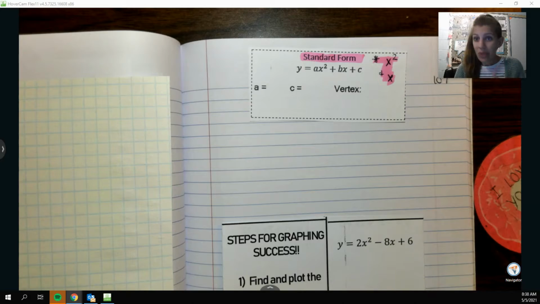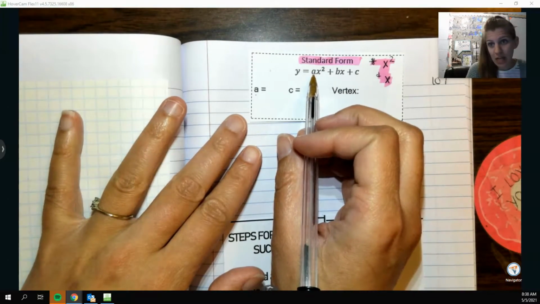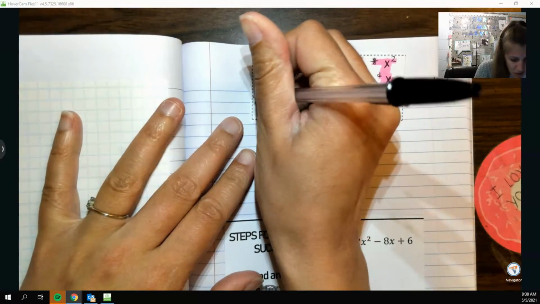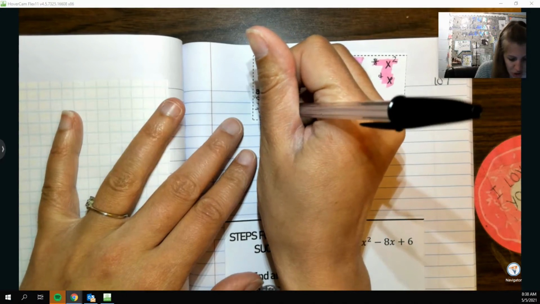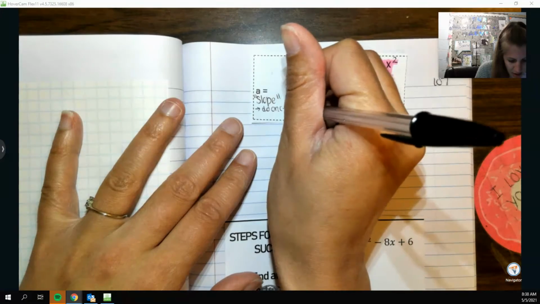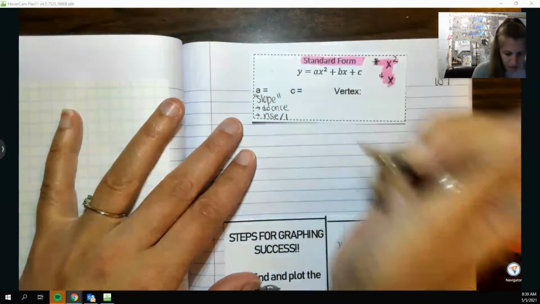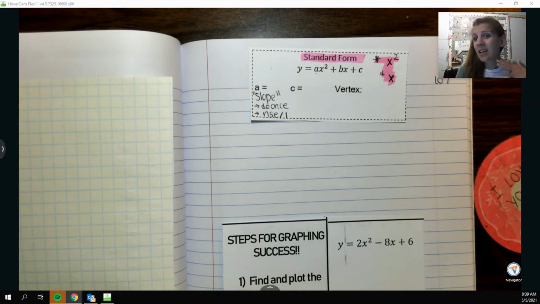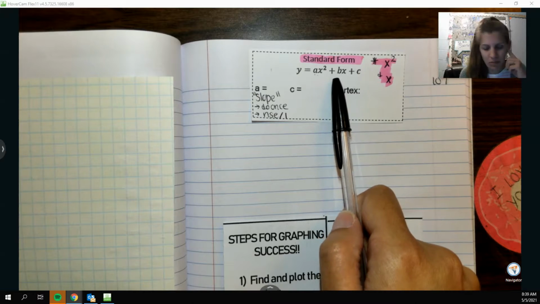However, like with vertex form, my a value out front, on top of your x squared, is still like it was in vertex form. It's still sort of your slope that I can do once, and I have to remember that it's rise over 1. Okay? The b value kind of doesn't tell me too much about what the graph is doing, so we skip that one for now.